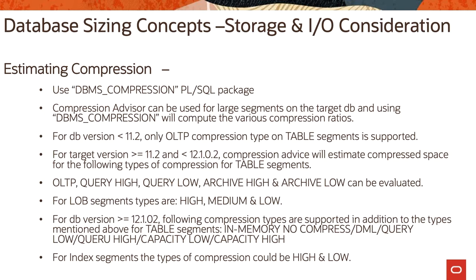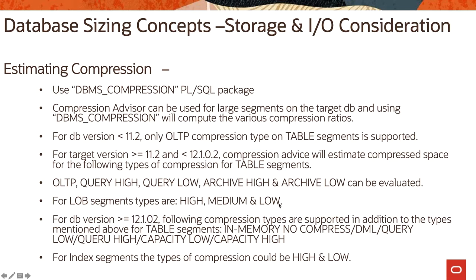The package DBMS_COMPRESSION as of now supports tables, indexes, and large objects. For a database version less than 11.2, only the OLTP compression type on table segments is supported. For target version 11.2 and above, less than 12.1.0.2, compression advice will estimate compressed space for OLTP, query high, query low, archive high, and archive low. For LOB segment types the options are high, medium, and low.